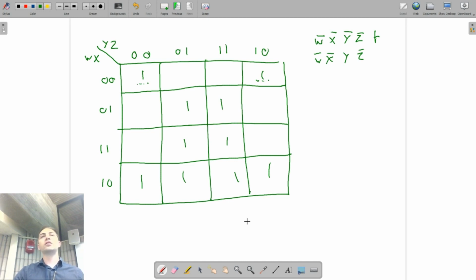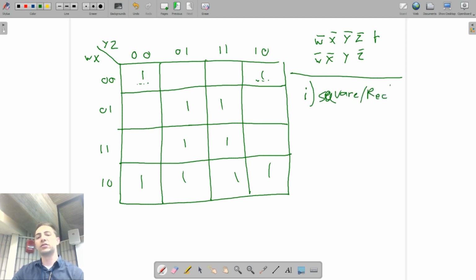So what I said was you're going to be circling squares or rectangles. The only trick is the squares and rectangles, so this is sort of addendum number I. Squares and rectangles must be a power of 2. So, what is the biggest rectangle of ones, contiguous ones, on this particular thing? Go ahead. You're pointing at something. What do you see?